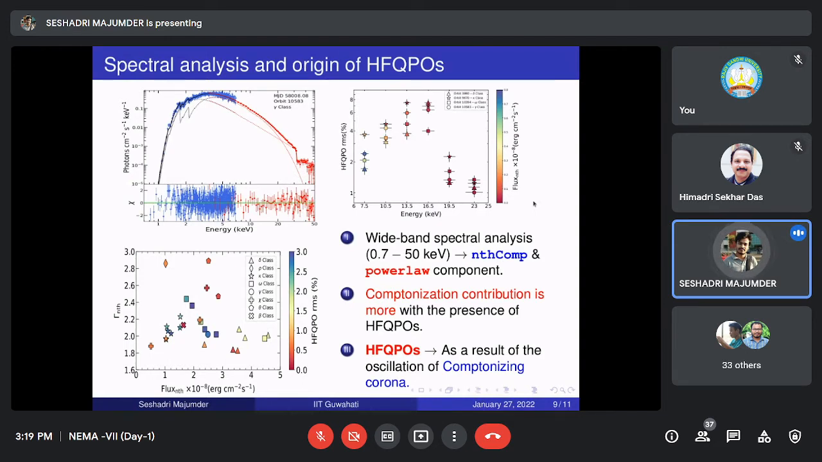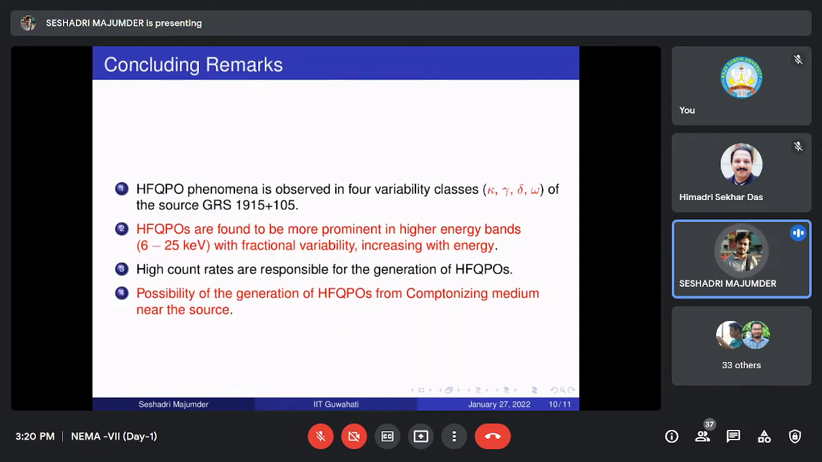So based on these results, we finally conclude that the high frequency QPOs produced in the GRS 1915+105 source can be due to the oscillation of a quantizing corona, where the quantizing photons are actually creating the variability which produces the high frequency QPOs in this particular source. So these are the concluding remarks.